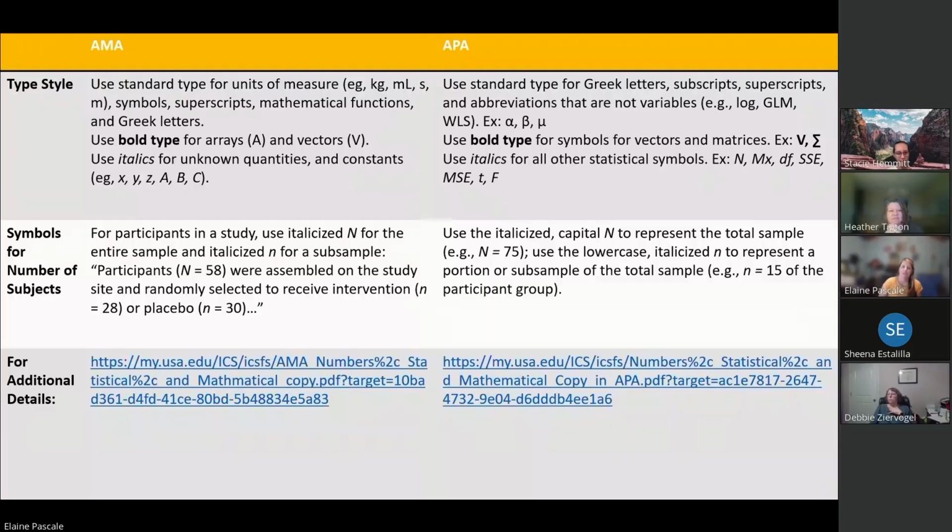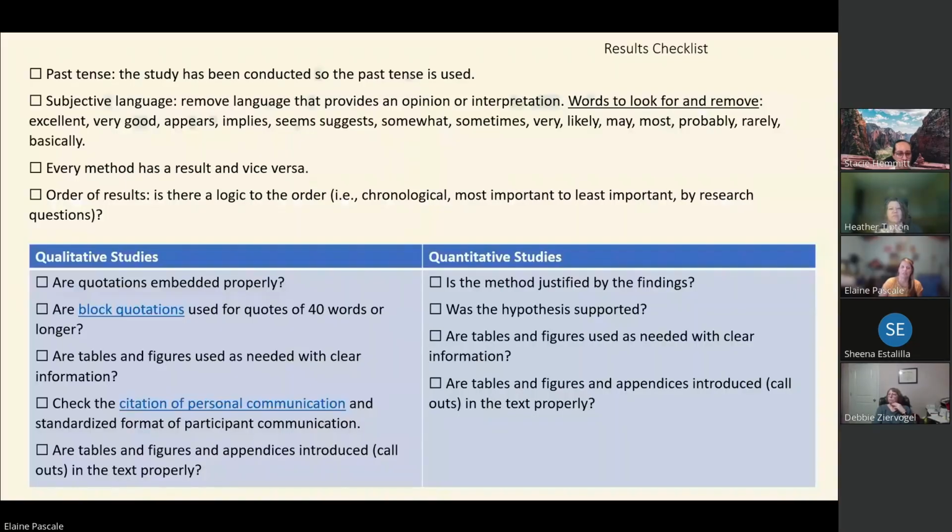And then make sure you're doing things correctly, like your total for your participants. If you're talking about your entire sample, that's italicized capital N. If you're talking about a subgroup, like let's say we had 58 people, it's capital italicized N equals 58. That's our entire group. Let's say 30 of them were women. That's the subgroup. It would be lowercase italicized n equals 30. So just things like that to be careful of.